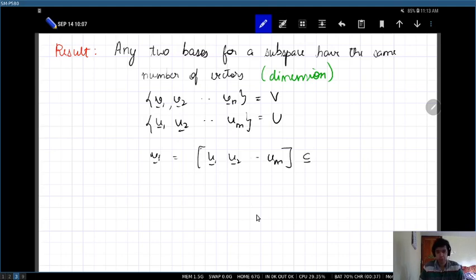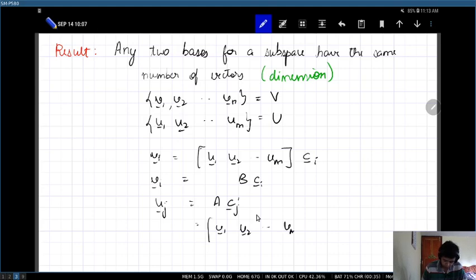So each vi can be written as some coefficient matrix, let's call it B, times C. So each vi can be written as, let's call it Ci, of the ith matrix, right? And similarly, you can write each uj as A times, call this Cj prime, where A is v1, v2 up to vm, right?